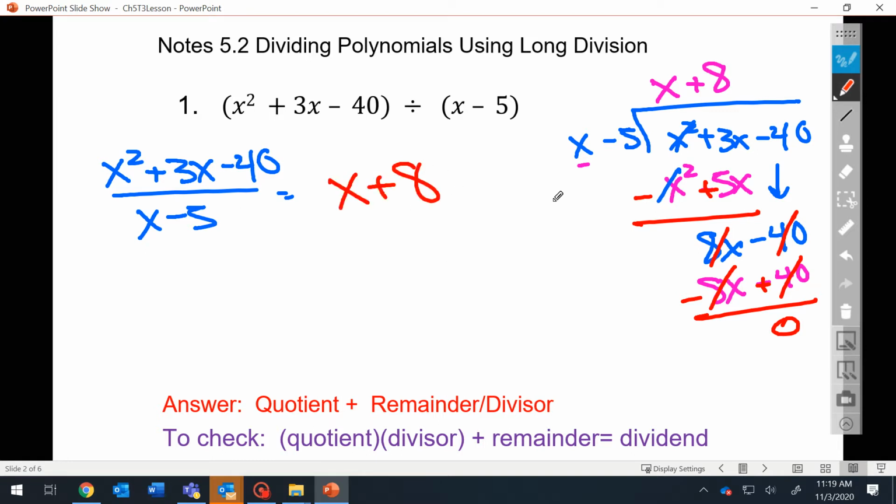And this one would be a very easy one to check. If you do x minus 5 times x plus 8, you should get x squared plus 3x minus 40, and there's no remainder here. So there's no remainder. This is it. x plus 8 would be our quotient. We don't have the remainder over divisor part, because it's 0. In this case, to check it, we would only have to multiply the quotient and the divisor together, which we would get x squared plus 3x minus 40.